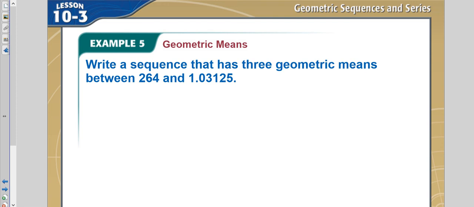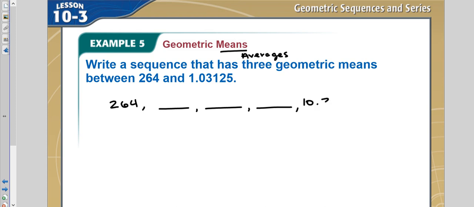Now we're going to look at geometric means. Geometric means, basically, remember this word means averages. How you're going to find this is you're going to say that there's three averages in between these two terms. So we have a blank, and a blank. Now the reason I do blanks is just to represent the three average values that are in between.